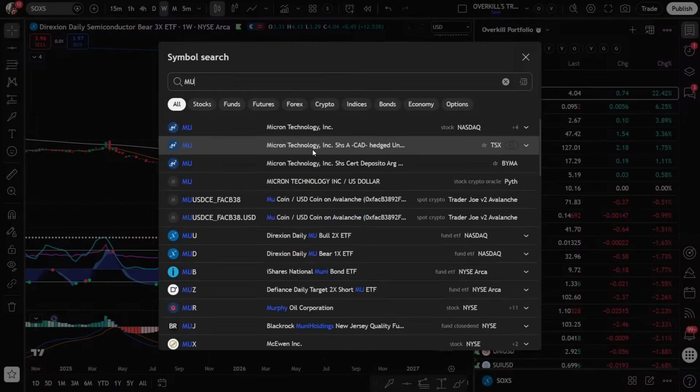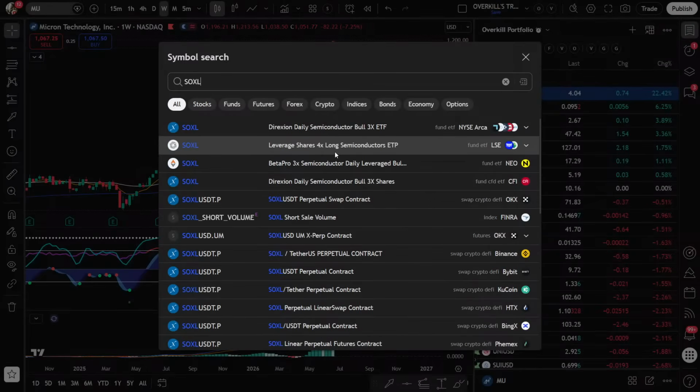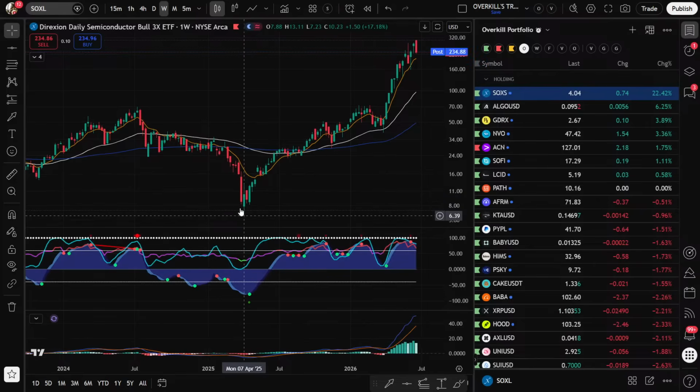But if these names crack, not if, but when they crack and come back down, that SOXS could be trading much, much higher. Look at SOXL. Okay, SOXL, this was back in April of last year.